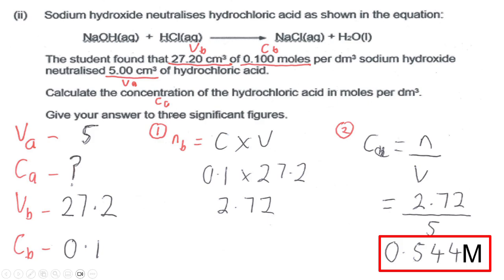Now, I then look at my question, and you will get 3 of the 4 of them, and your job is to find out the missing one, in this case, the concentration of the acid. Step 1, I find the number of moles of the base is 2.72. I then take that equation and rearrange it for concentration, and 2.72 divided by the volume of the acid gives me 0.544 moles. In this particular example, there is no ratio.